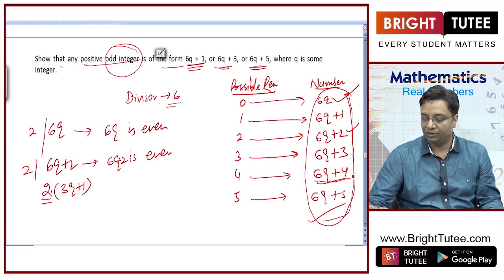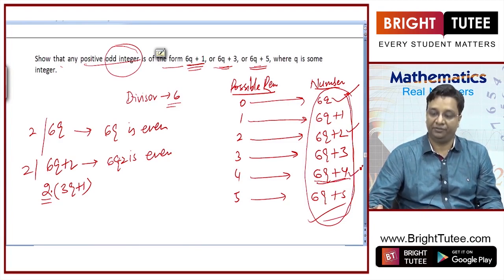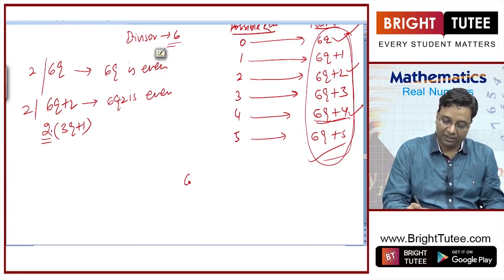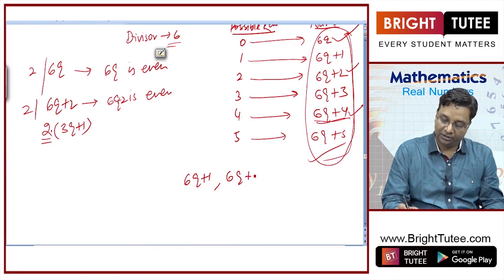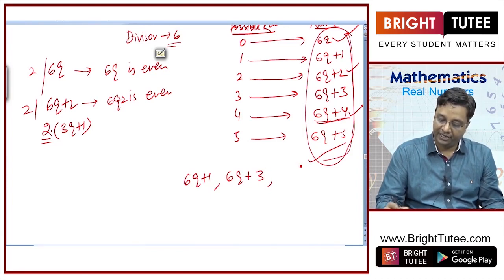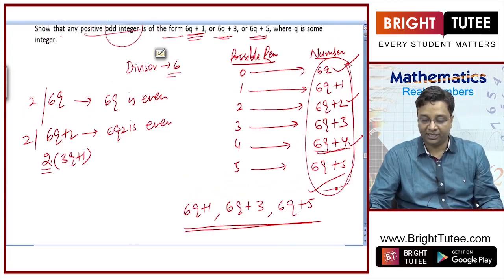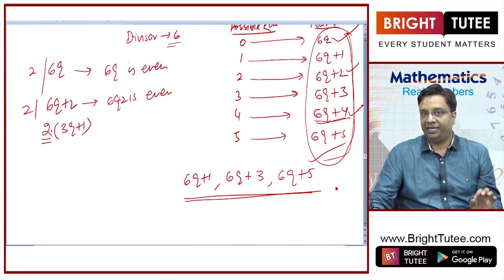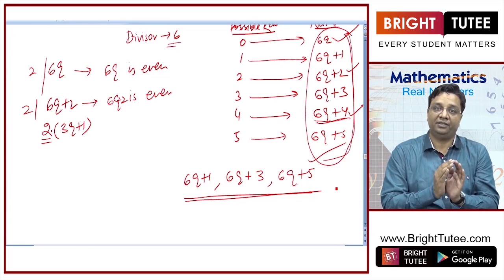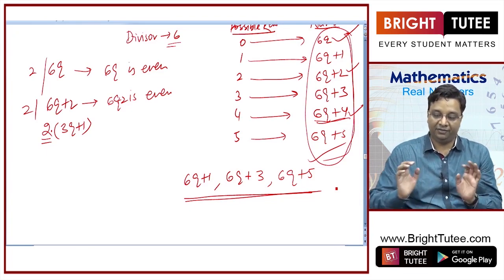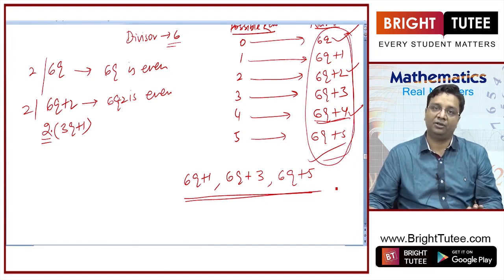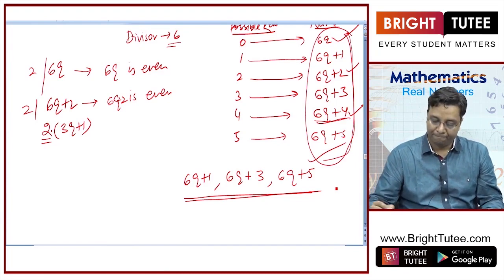Similarly, you can take 2 as common from 6q plus 4. So this is also even. So the only possible forms for odd integers are 6q plus 1, 6q plus 3 and 6q plus 5. These are the only possible forms for positive odd integers. Why? Because every integer will either be even or odd. We have selected the even forms as 6q, 6q plus 2 and 6q plus 4. So the rest of the forms are for odd integers, okay.